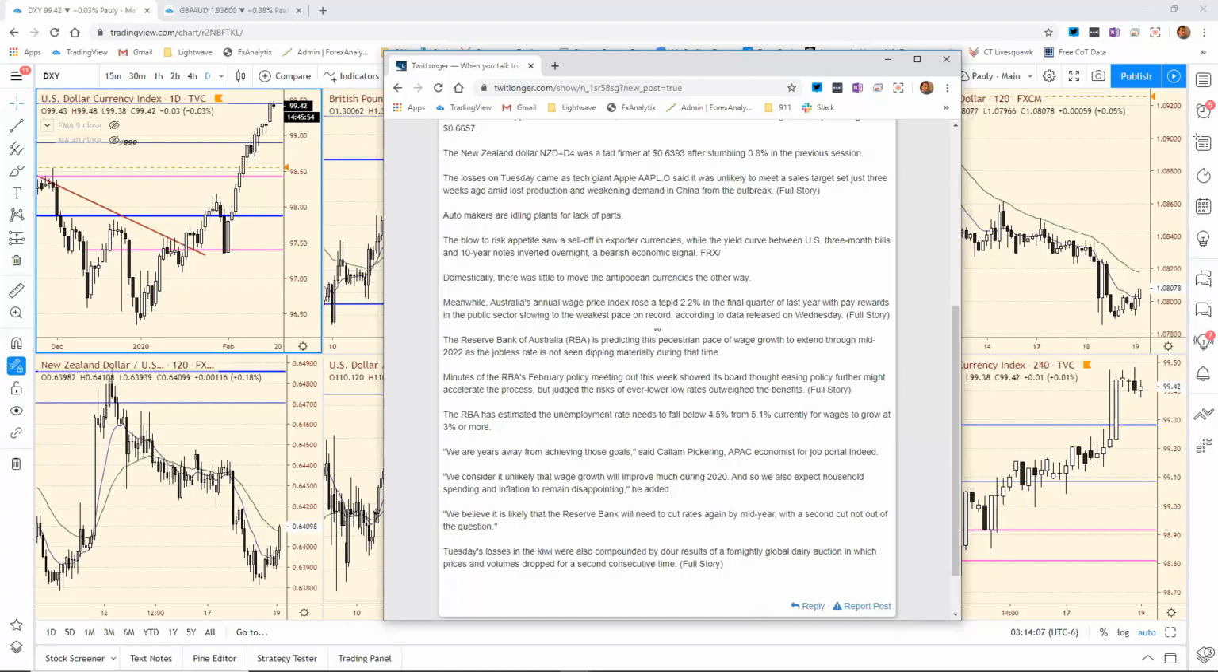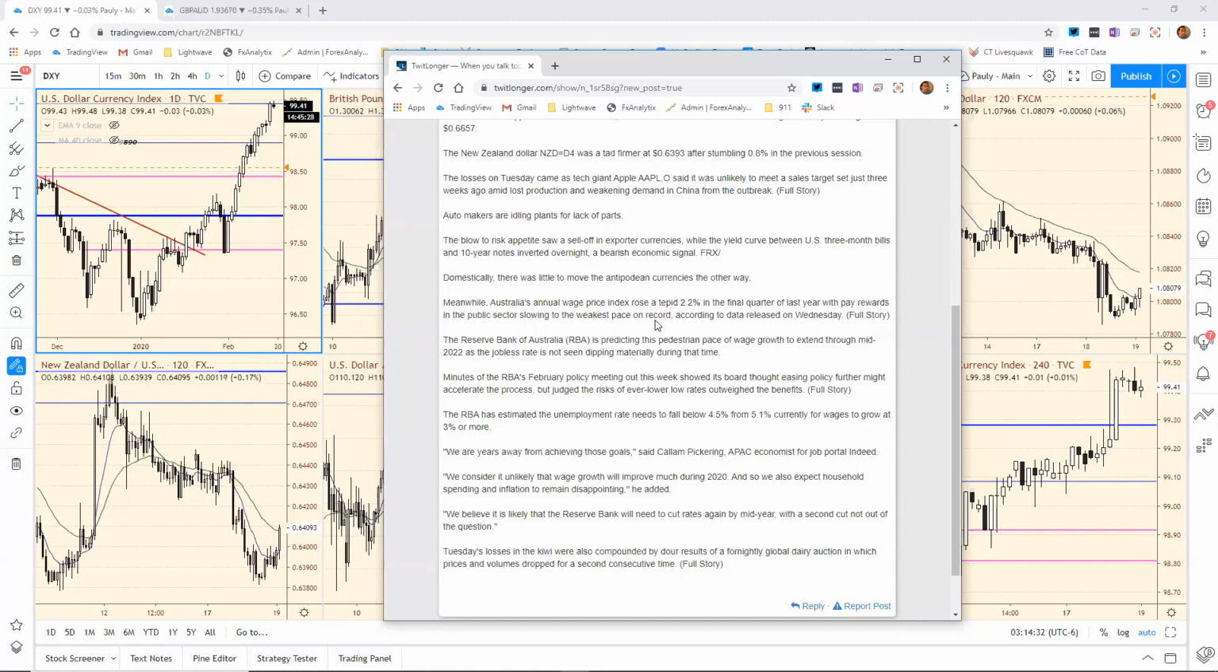Minutes of the RBA's February policy meeting out this week showed its board thought easing policy might accelerate the process, but judged the risk of ever lower rates outweighed the benefits. The RBA has estimated the unemployment rate needs to fall below 4.5 from 5.1 currently for wages to grow at 3% or more. We are years away from achieving those goals, said Kelly and Pickering.